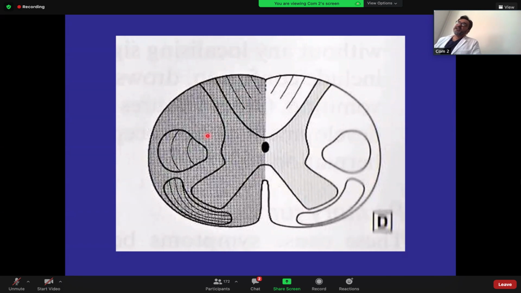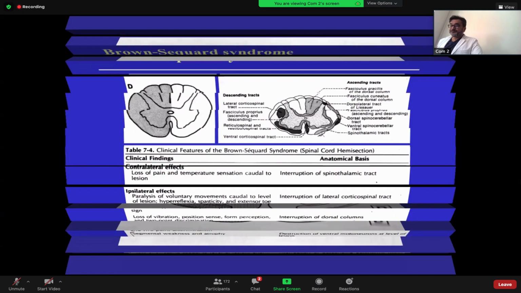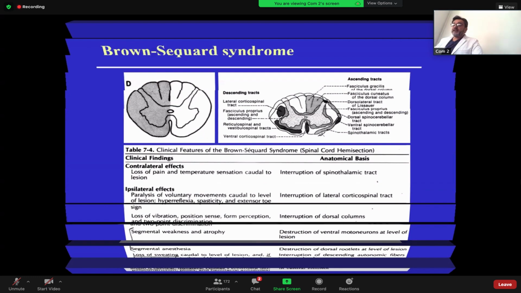So there might be Horner syndrome associated with the loss of the hypothalamic fibers which are present in the lateral white column. And as a result, there would be anhydrosis of the face and ptosis of the lids, if there is an injury in the upper part of the cervical region of the spinal cord with the hemisection. So these are the effects.